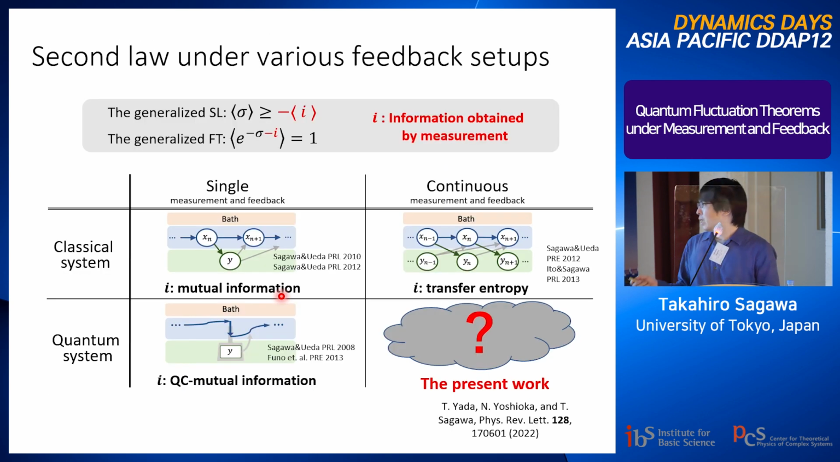Okay, so now today's main topic is this. We have a lot of generalizations of the second law of thermodynamics in various setups, both in classical and quantum cases. And there are basically two situations. One is just a single measurement and feedback, as in the original Maxwell's demon. And the other is a continuous measurement and feedback. This is the practically more interesting situation.